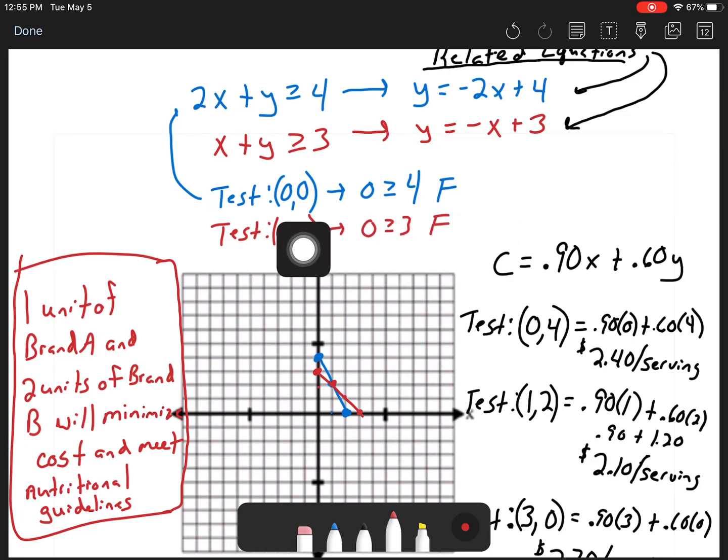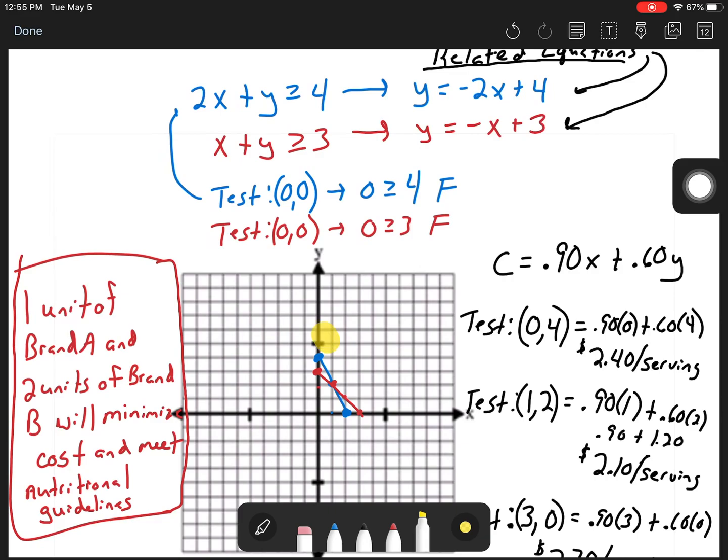Okay, and then below, now I'm going to test, because I want to have an area of feasible solutions. So I tested (0, 0) in the blue graph. That gave me false. It gave me 0 greater than or equal to 4. That's false. I also tested (0, 0) in the red graph. This one gave me 0 greater than or equal to 3. Also false. So on both of these line segments, the origin was false, which means I'm going to shade away from the origin on both of them, which is going to be above. And again, since I'm only working the first quadrant, I would just shade in the first quadrant.